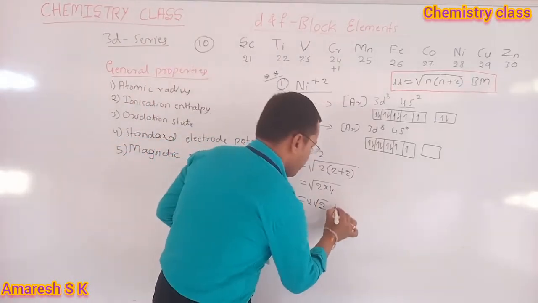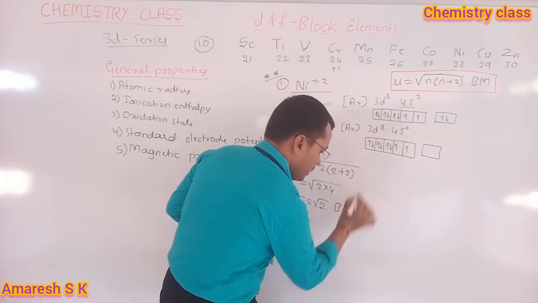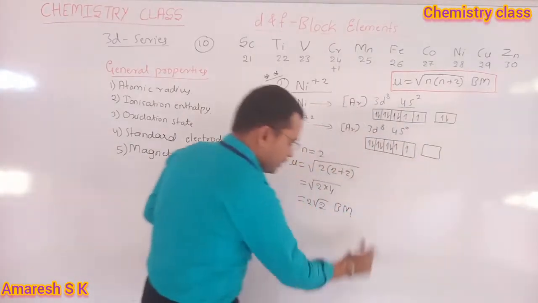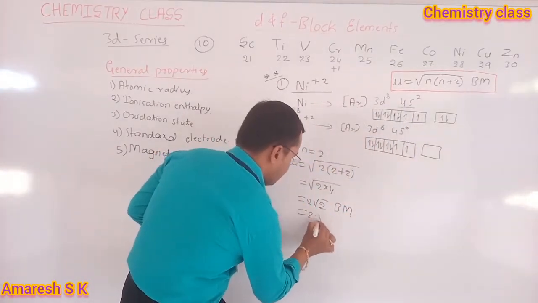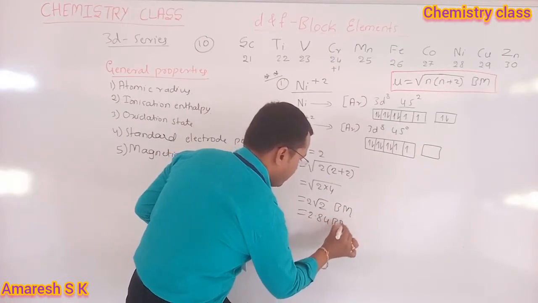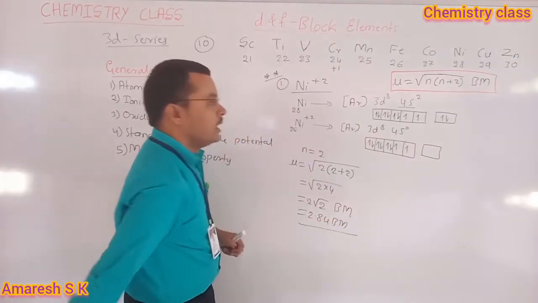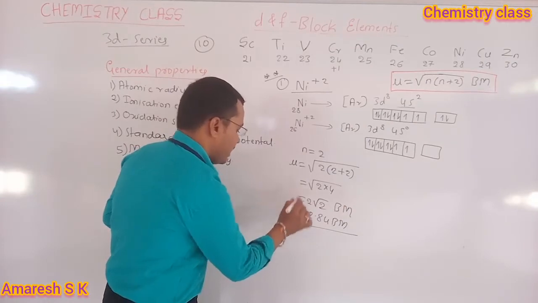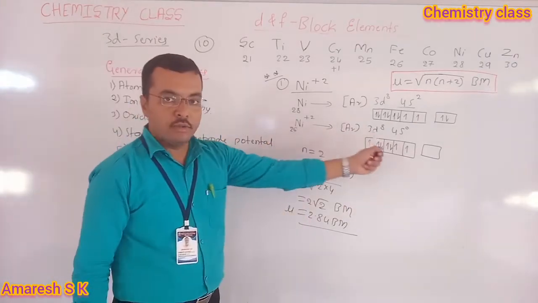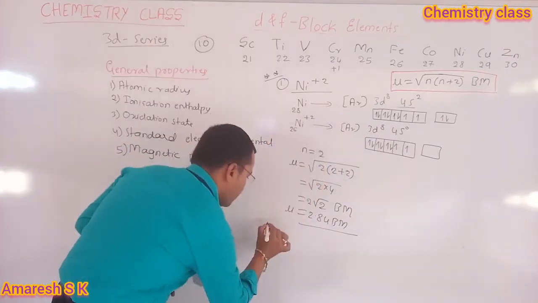This is in BM, or 2.84 BM. This is the total value. It means the magnetic moment of Ni plus 2 ion. At the final, you should write here.